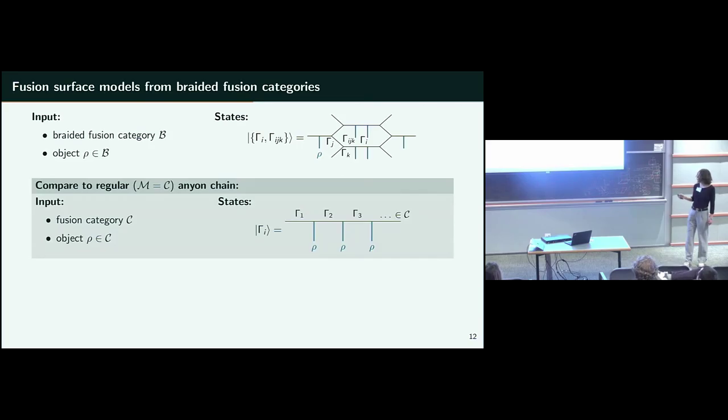So then the 2+1d states correspond to diagrams like this, where again all these vertical blue legs are labeled by row, so these are fixed, and the degrees of freedom live on these black edges.